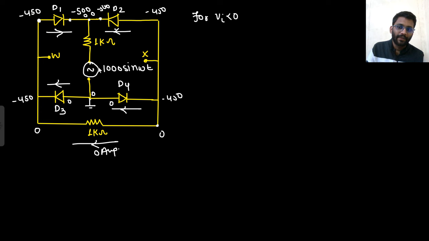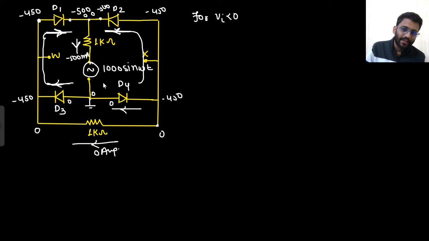So simply, Vin by 1K current will flow in this direction because Vin is negative. So minus 500 milliampere current will flow in the downward direction. And that will be flowing in this diode in this direction and in this diode in this direction. Since no current is there in the 1 kilo ohm resistance, all the current will be coming from this diode. So that current will follow this path. And similarly, in this one, the current will follow this path.